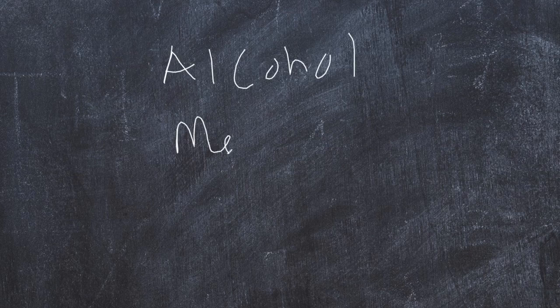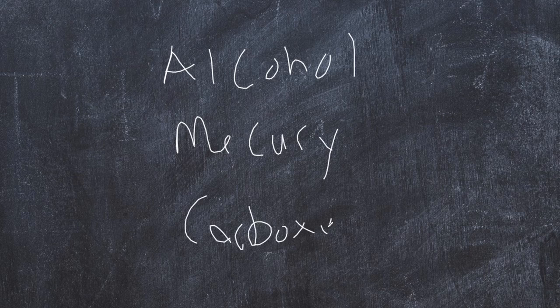At the end of the day, we find that from this oxymercuration-demercuration reaction, three products are going to be formed. The most important one, the alcohol, mercury, and a carboxylic acid. So these are the three products that are going to be formed. And that's all for the oxymercuration-demercuration reaction.